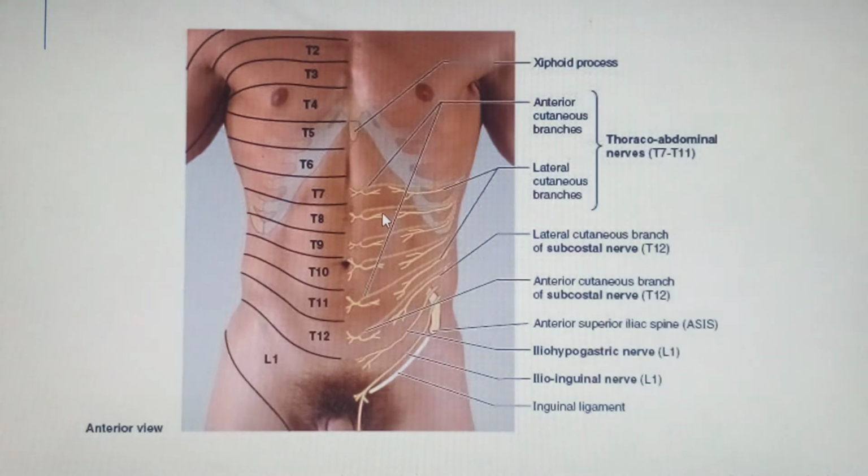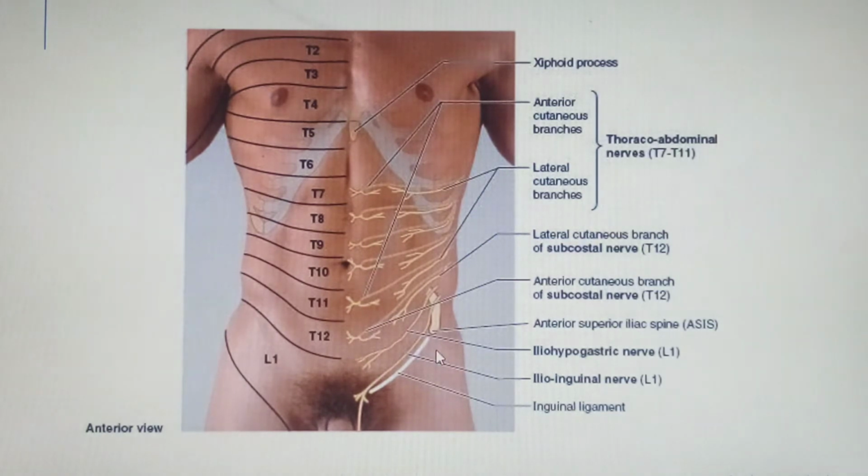Now, an important bit that we also have to know is that we also have this nerve. So these are the thoracoabdominal nerves. Just get to know that the subcostal nerve will be there. Now, there's this nerve. I'll show you. We'll take a closer look at it again. This nerve is the L1, ventral ramus of L1.